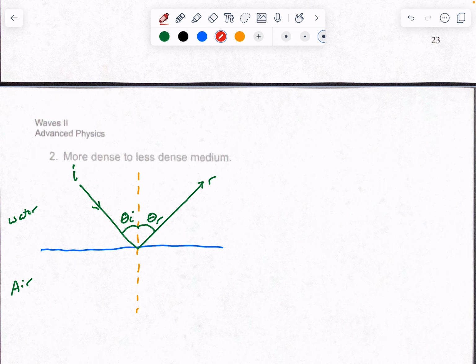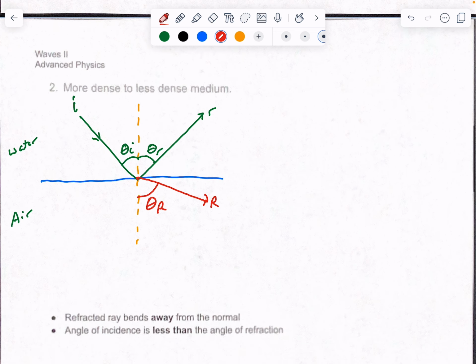So when you go from more dense to less dense, the way I remember this is that you're going from something hard to something easy. So that light ray just kind of takes off. It goes away from the normal, so now it's getting further from the normal. So now you've got this big angle here, so your refracted angle is a lot bigger than its original angle. So this is your refracted ray. So that's one thing to know: when the refracted ray goes from more dense to less dense, it bends away from the normal, and the angle gets bigger than the original angle. So theta R is now bigger than theta I.